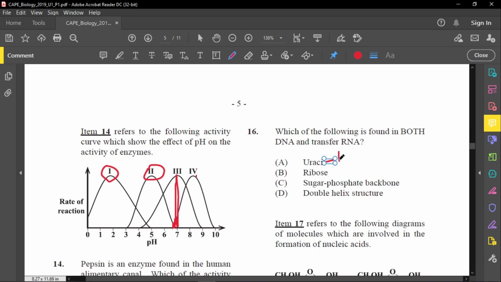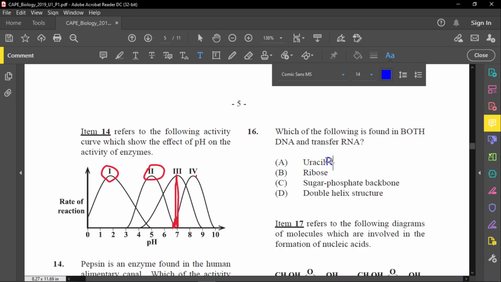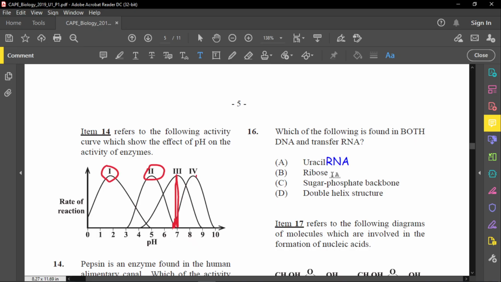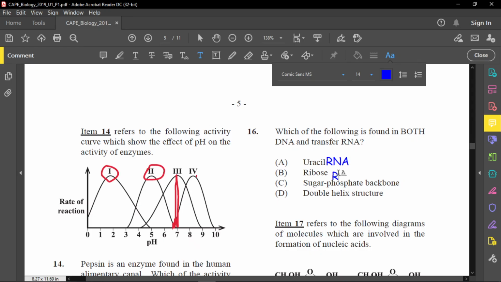Let's mark that down. You know what? Let me type this in. I may not be the best with this writing tool, but I'll just type it in real quick. Uracil is RNA only. Ribose sugar, as I mentioned before, is also in RNA. Deoxyribose is in DNA. Just to make a note of that.